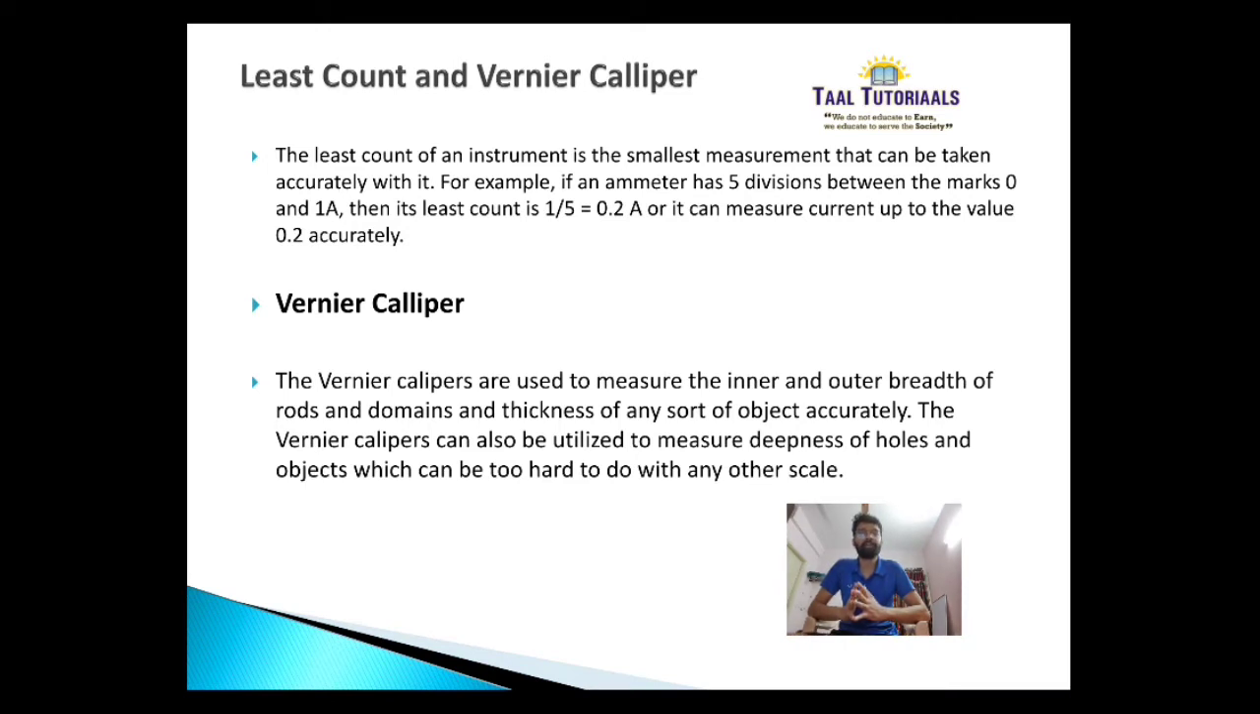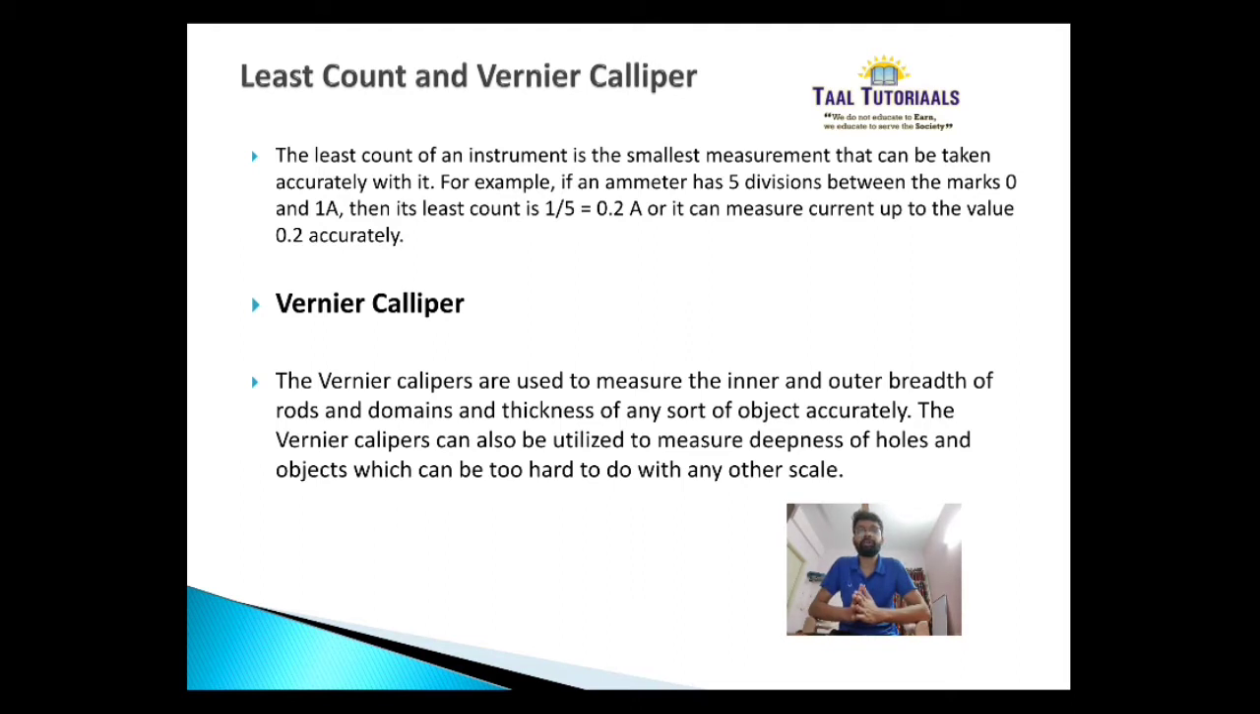For example, if an ammeter has 5 divisions between the mark 0 and 1 ampere, then its least count is 1 divided by 5, that is 0.2 A. Or it can measure current up to a value of 0.2 accurately. That is the least amount that it could measure.